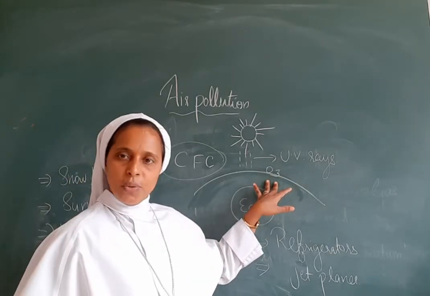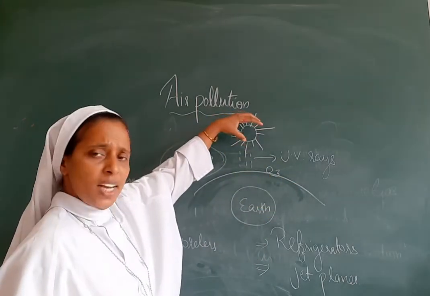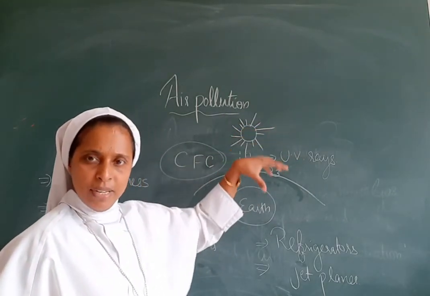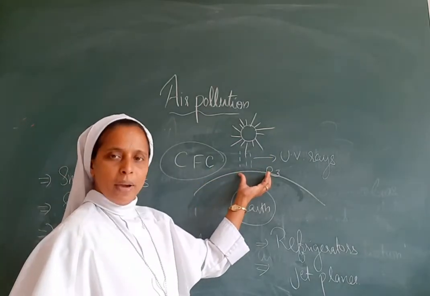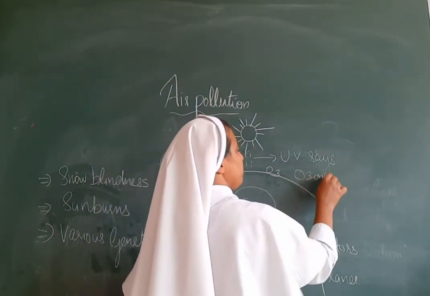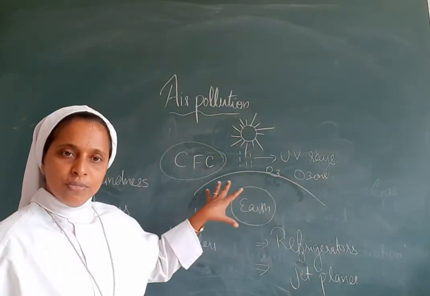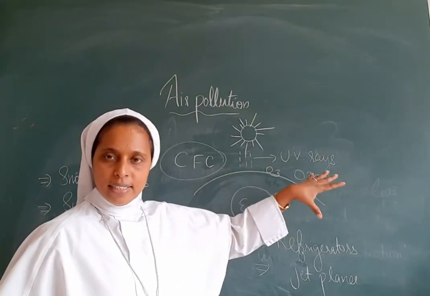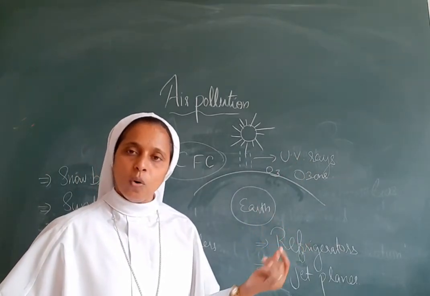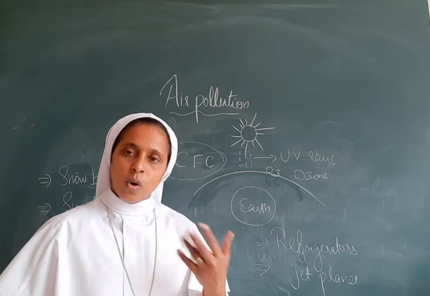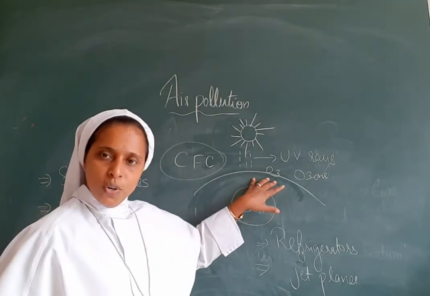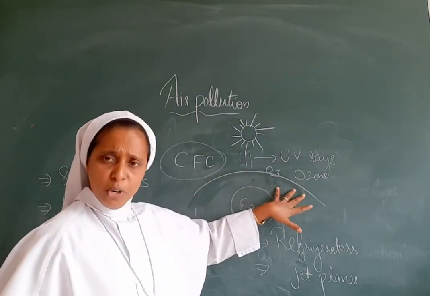What is this ozone doing here? When the radiant heat of the sun is emitted, the ultraviolet rays emitted by the sun are absorbed by the ozone. O3 is otherwise known as ozone. The ozone layer protects us from the ultraviolet rays. If UV rays reach the earth, what happens? It can be carcinogenic and can cause cancer in human beings. So the ozone acts as the protective blanket.